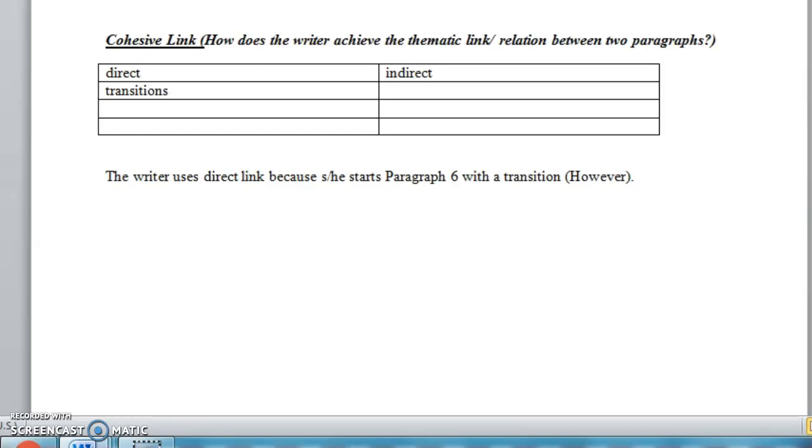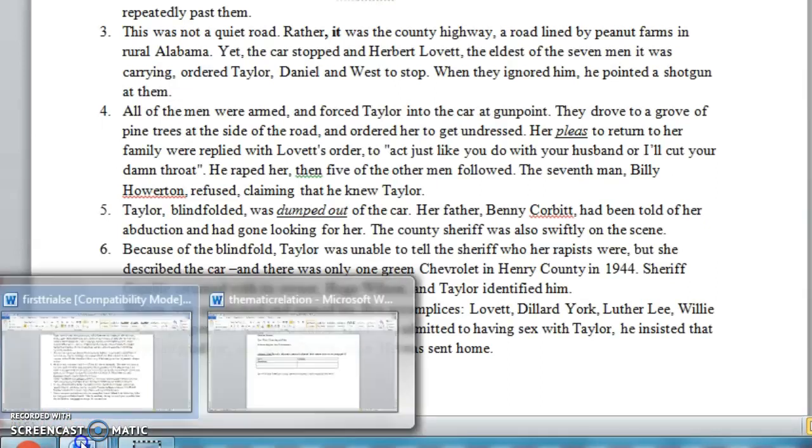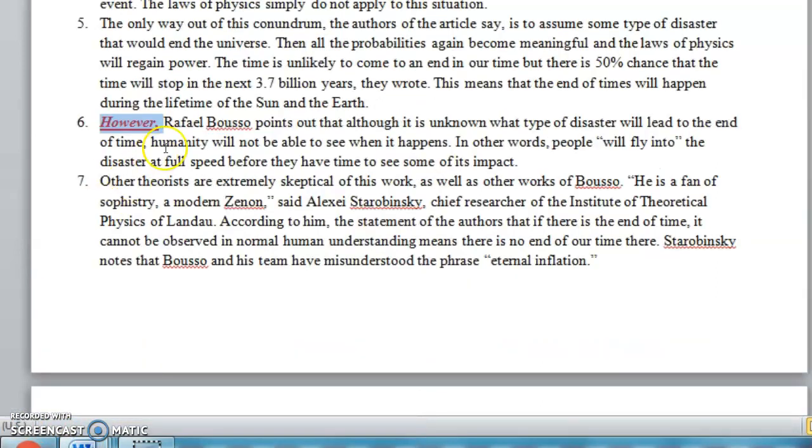And it's the easiest way for the reader and for the writer, because if we go back here, the reader will directly know that we have contrast here. The thematic relation is contrast because we have our however. We don't need to read anything directly from the word however. We know the cohesive link, it's direct because we have transition. The thematic link is contrast because we have however.